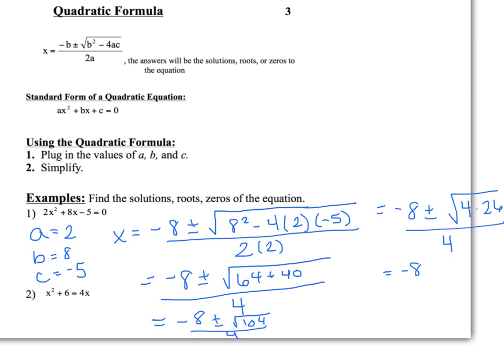So -8 plus or minus square root of 4 would be 2, so I pull that out. I can't take the square root of 26, so that stays underneath. Divided by 4, and then I want to reduce all my whole numbers, because I can divide -8 by 4 and I can divide 2 by 4. -8 would become -4, 2 would become a 1, and 4 would become a 2, because whatever you're dividing by all three of them, you want to divide the same thing. So I'd have -4 plus or minus the square root of 26 divided by 2.